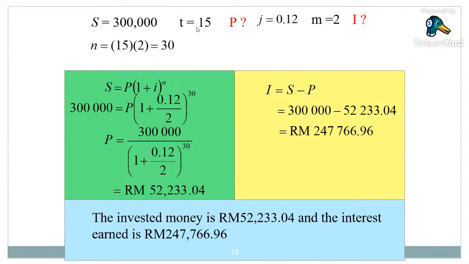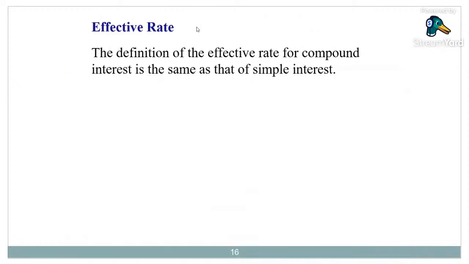Okay, so the invested money is 52,233 ringgit 4 sen and the interest earned is 247,766 ringgit 96 sen. Okay. So, sekarang ni kita masuk bahagian effective rate pula. Ni yang saya cakap dekat dalam tutorial tu, effective rate, tapi dalam simple interest effective rate dia sama je. Effective rate dengan simple interest rate tu.